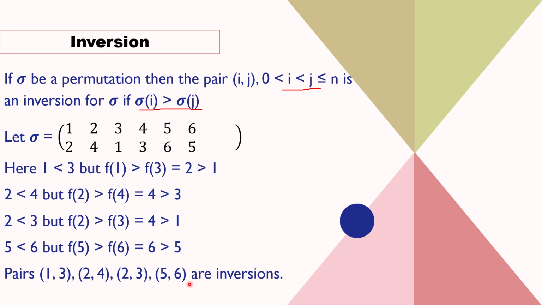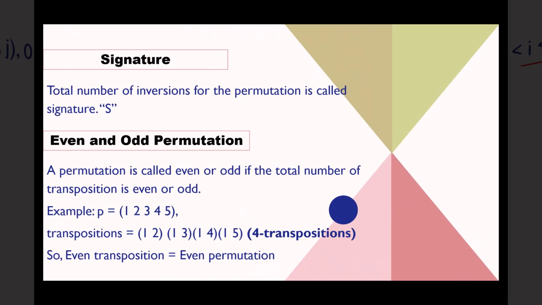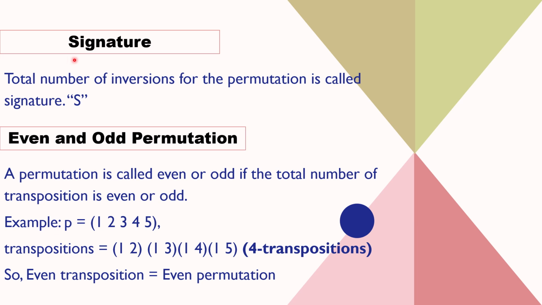So you keep checking for each element, you keep going forward, not backwards, because the first condition is i is less than j. This is how you find the inversions, and this permutation has 4 pairs of inversions. The number of inversions for a permutation is known as the signature. In the previous example, we had 4 pairs of inversions, therefore the signature of that permutation is 4.